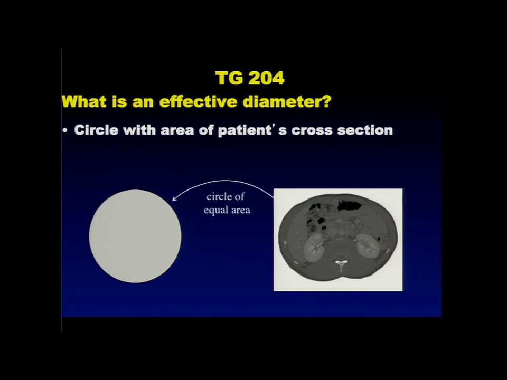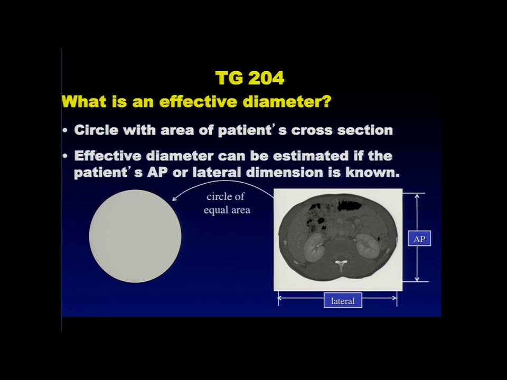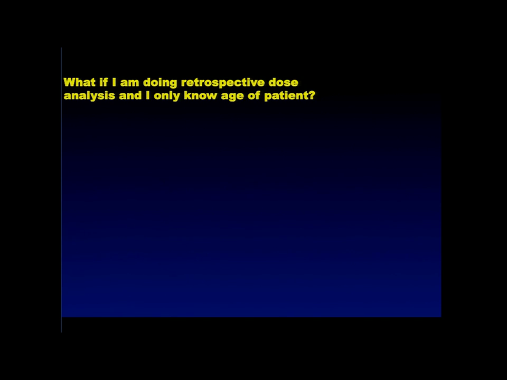Now, what's effective diameter? The effective diameter is the diameter of a circle that has the same area as the elliptical shape of the axial scan of the patient. So, I have an AP and a lateral dimension over here, and I can calculate the effective diameter of the circle that has the same area.